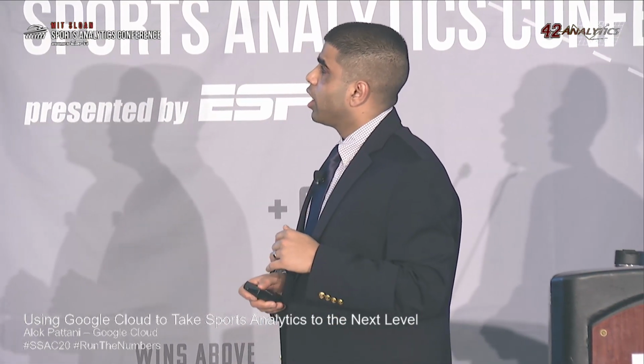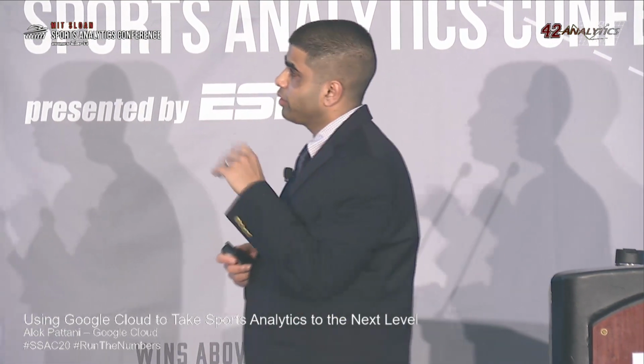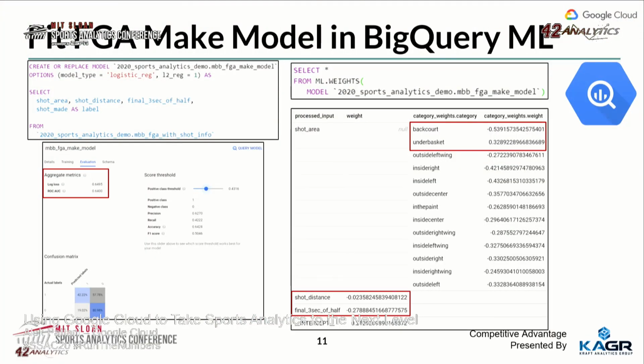All right. So again, we're going to show the code, hopefully not super intimidating, and we'll show some of the results. Top left is the create model statement. So I say create model, give me logistic regression, give me some regularization. Here are the features I want, and shot made is the label. That's basically all I have to type in to create a model that will predict if a shot will go in or not based on the distance.